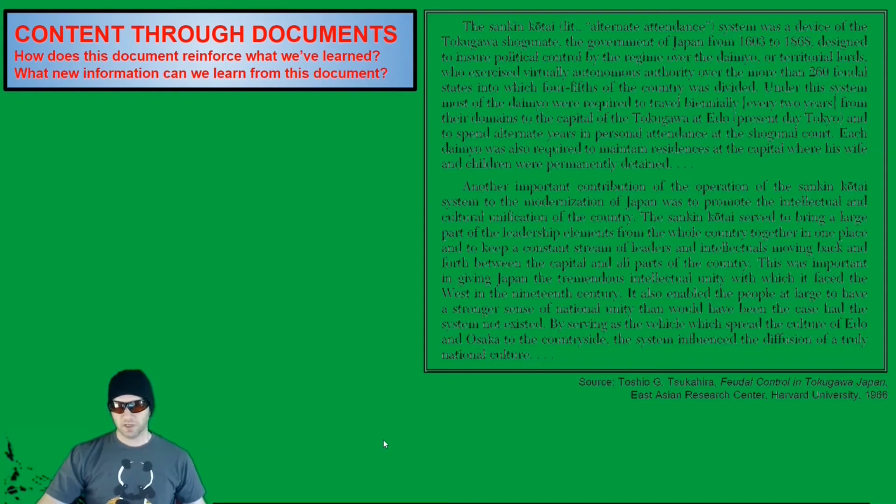Okay, so we have a document about the alternate attendance system in the Tokugawa time period in Japan. So let's go through the content of the document. How does this document reinforce what we've already learned, and what new information can we learn from this document that we didn't talk about before when learning about the alternate attendance system?